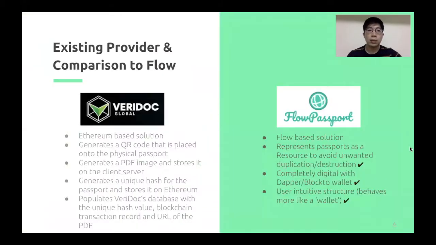Some of the existing providers out there include a company called Global, and they use Ethereum as a solution. There are a lot of downsides to this proof of concept for now, as it still requires a physical passport with a QR code and stores all the information like the hashes and the PDF of the image in their own database. So it's still not as secure as having everything fully maintained on the blockchain. This is where FlowPassport differentiates itself.